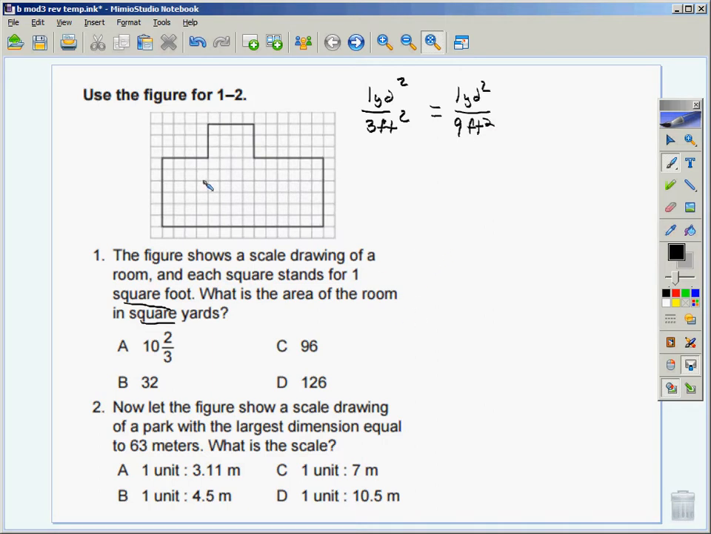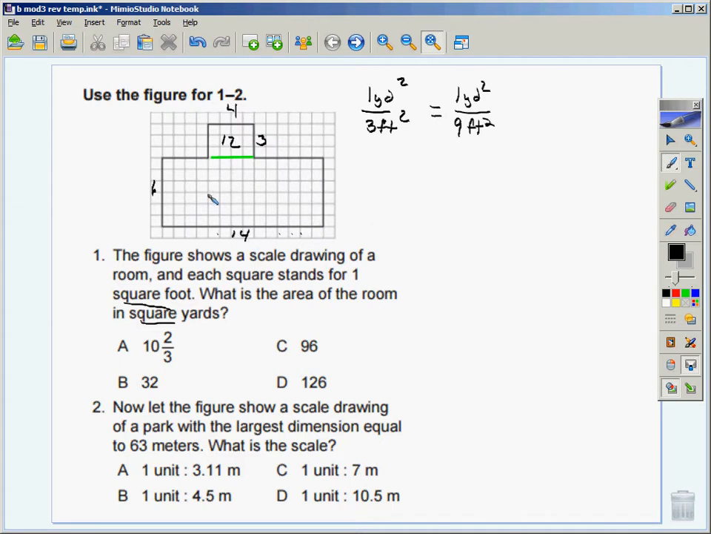So, if I figure out how many square feet are in this figure, I'm just going to draw a line across there. That would have made this 3 units by 4 units, so there would have been 12 square feet here. This would have been 6 units by 1, 2, 3, 4, 5, 6, 7, 8, 9, 10, 11, 12, 13, 14.